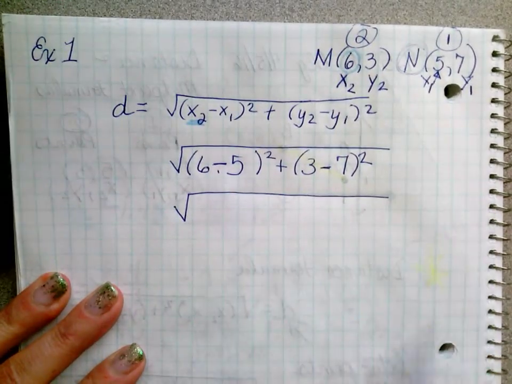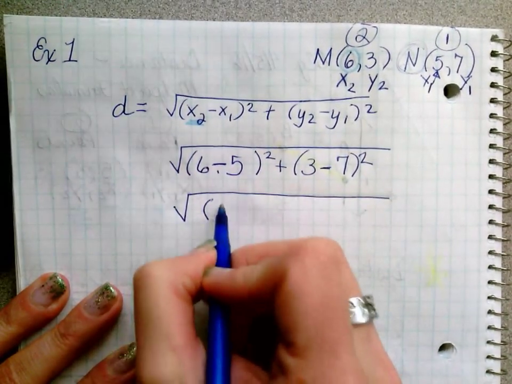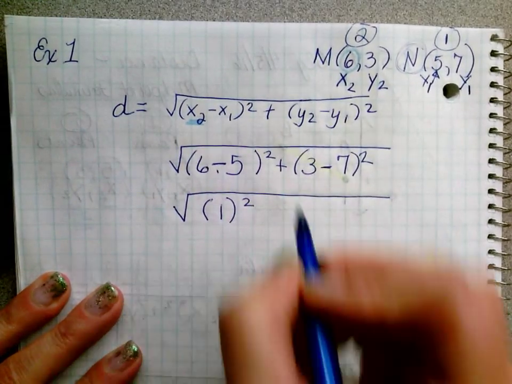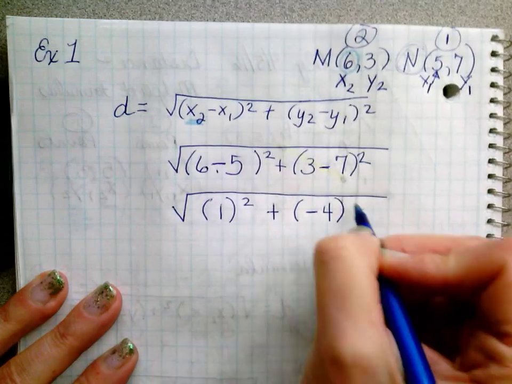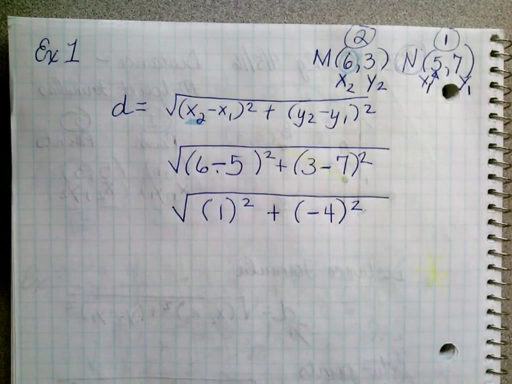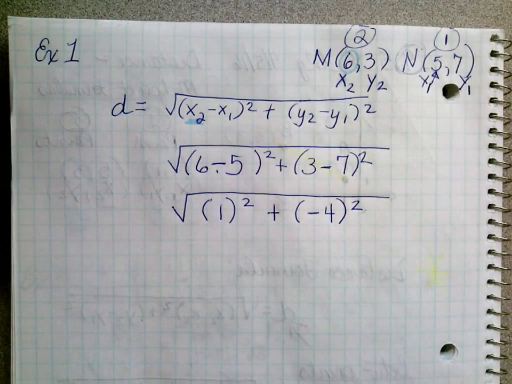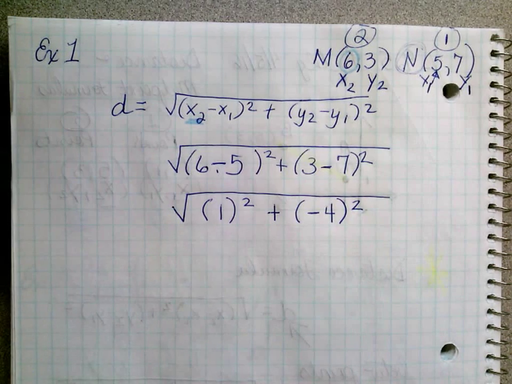Okay, so 6 minus 5 is 1. Let's square it. 3 minus 7 is negative 4. Let's square it. Right now, I would like you to compare this to the third level in the book's sample. Notice that it's numerically the same, only the signs are different. It won't matter, though, because when we square a negative, we get a positive number anyway.